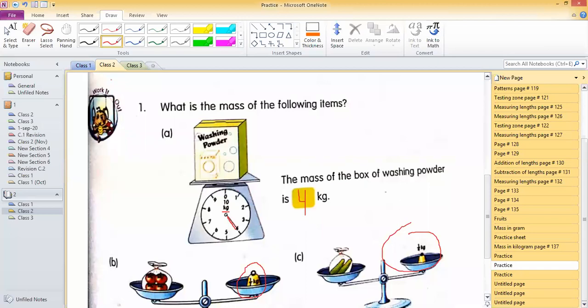And you can check the needle of it. If you remove this washing powder, the needle should be at 0. Once you put the weight on it, the needle will move towards the right side in a clockwise direction, and it will exactly tell you how much the weight of a particular object is. So look at this washing powder and look at this needle. Which point is the needle at? 4. So you can say, sir, the mass of the box of washing powder is 4 kg.